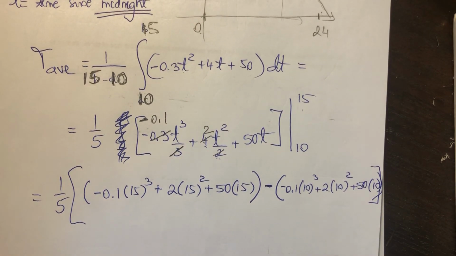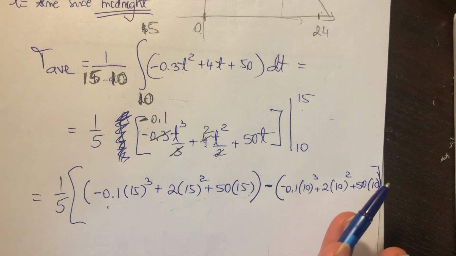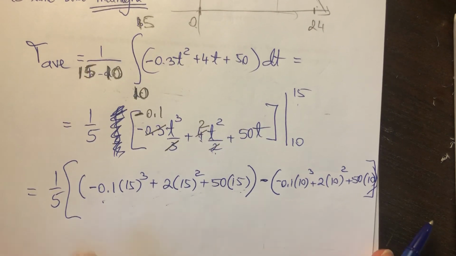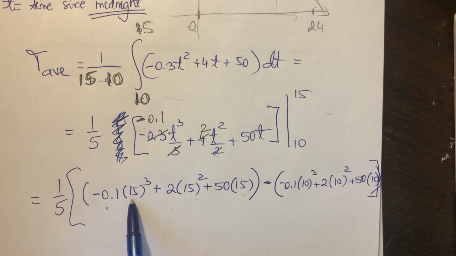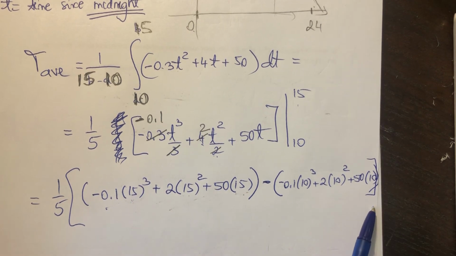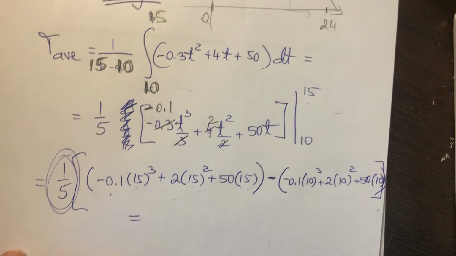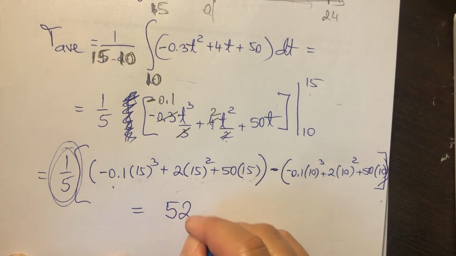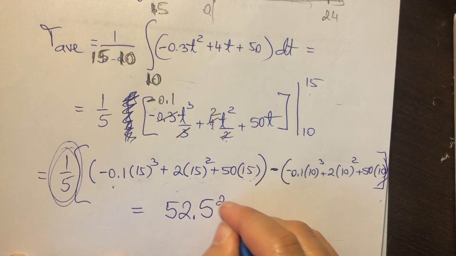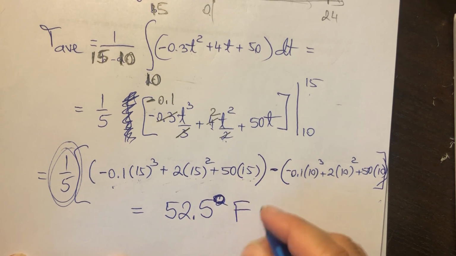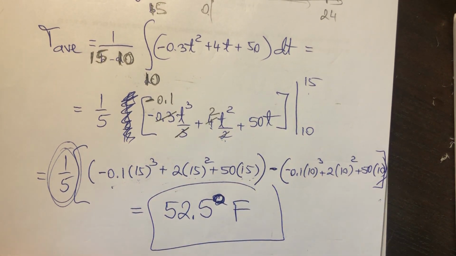Okay, and again, put all of this in your calculator. Make sure you nicely group things. Don't mess it up on entering things in your calculator. Think about the order of operations. It's 15 that's being cubed first, then you multiply by negative 0.1, and so on. Make sure you put this in correctly, and then don't forget to divide by 5 or multiply by 1/5. So it turns out the average temperature is going to be 52.5 degrees Fahrenheit, so not that much.